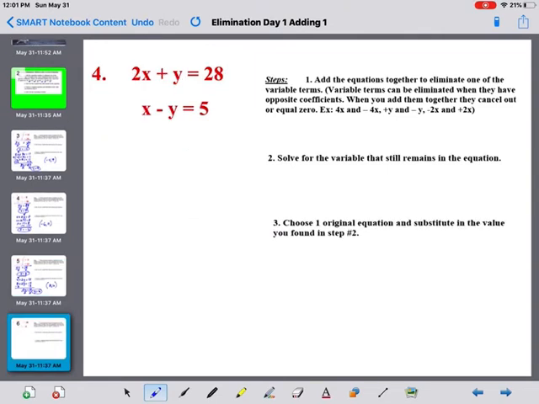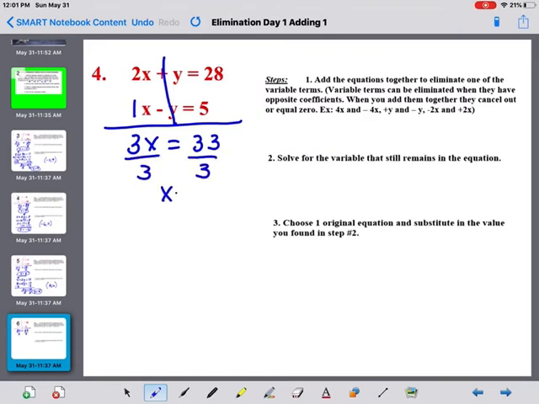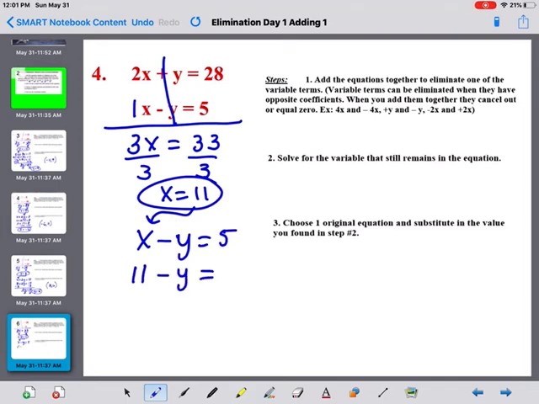Okay, here, if I look at my x terms and my y terms, I can see positive y and negative y will cancel out. I'm going to add my x's together. I'm going to add my constants on the other side of the equal sign together. I'm going to solve for x, and I get x is equal to 11. I'm going to pick one of the equations from up top. I'm going to take the x minus y equals 5 and substitute in 11 for x. So I have 11 minus y is equal to 5.